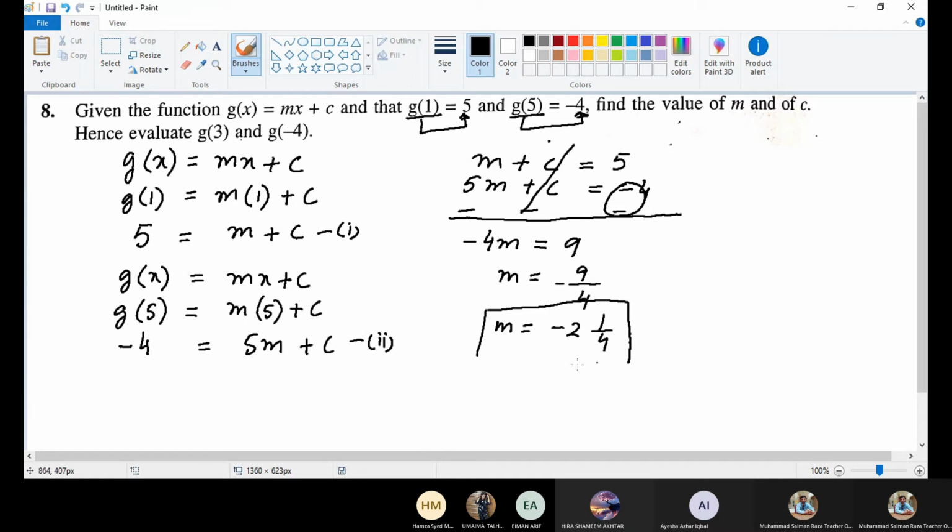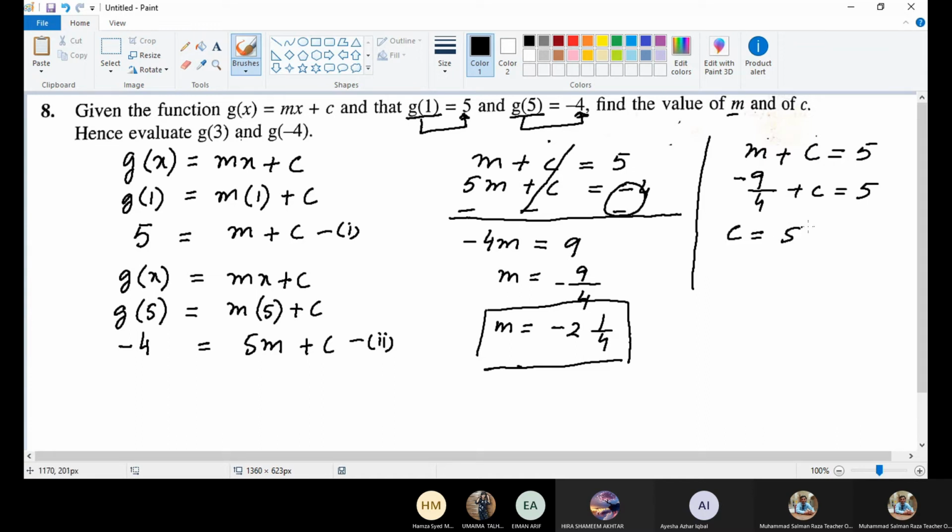So I am going to circle and mark it over here, because we need to find out the value of m. And to find out the value of c, I'll place the value in any one of the equations, like m plus c is equal to 5. I'm going to replace m with minus 9 over 4, plus c as it is, equals 5. And then I'll put c over here, and it is going to be 5 plus 9 over 4.